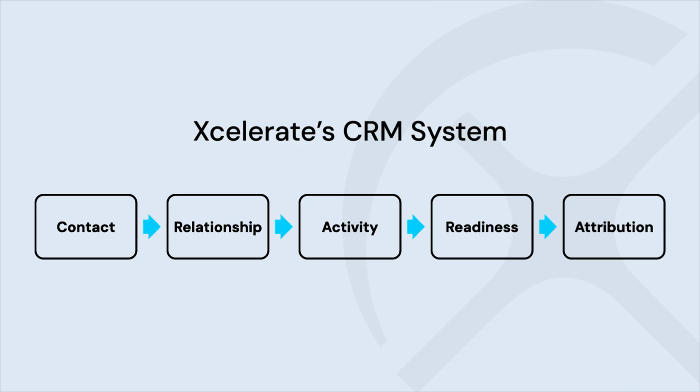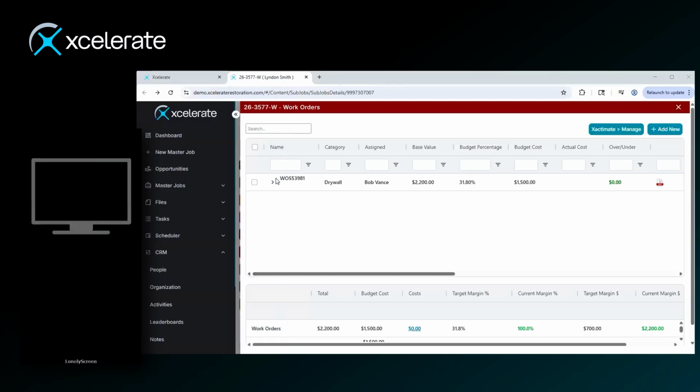That's the attribution phase. So we're tracking how many leads are coming from different sources, but also tracking the relationship in the system. So Xcelerate, the CRM side, is really about doing the relationship work before the loss and then proving what that work produced afterwards. So let's jump into the CRM real quick.